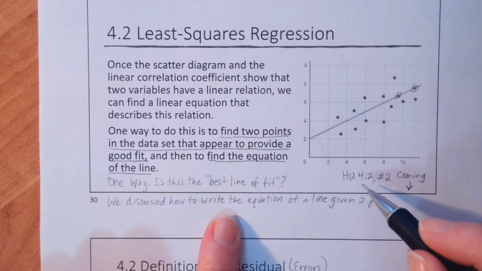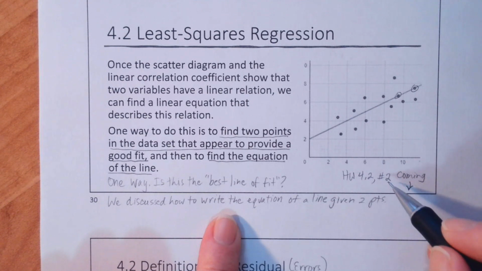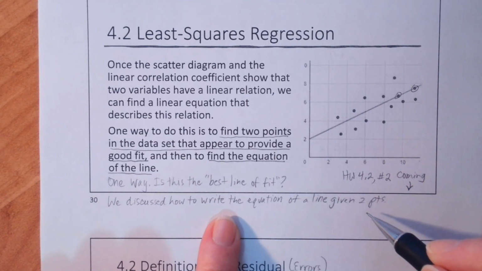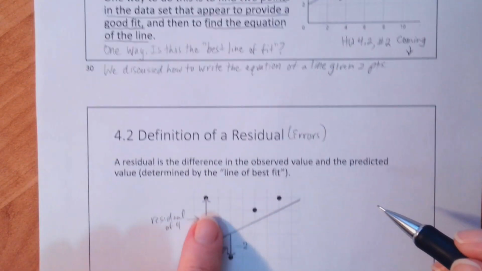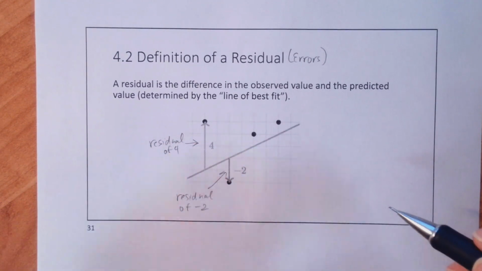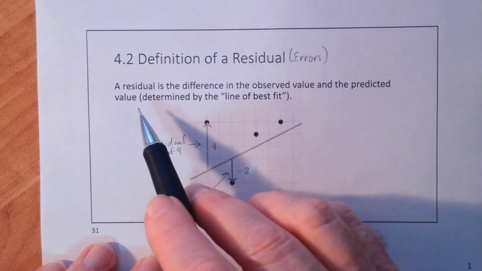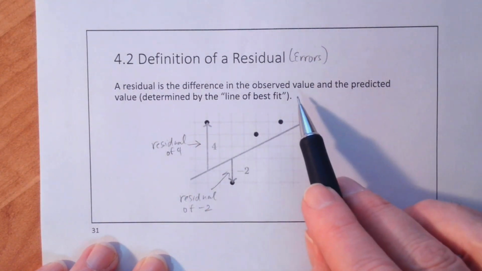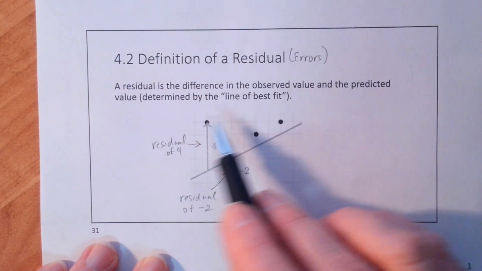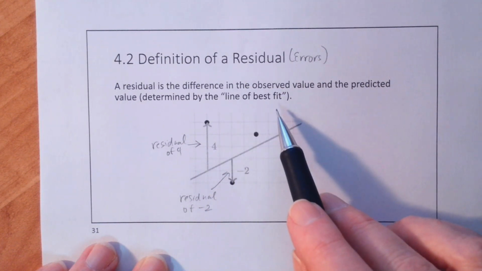So we'll be doing homework 4.2, numbers 1 and 2. We'll get to that later. Actually, I've already made the video for that. Let's go ahead and look at the definition of a residual or error. A residual is the difference in the observed value and the predicted value determined by the line of best fit.